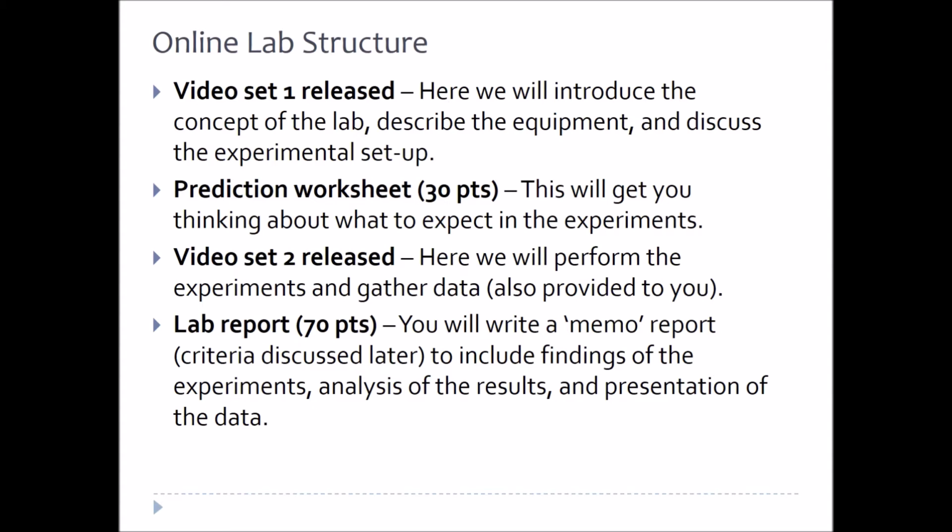The prediction worksheets are going to be worth 30 points each, and then the following week the second video set will be released. This is where we perform the experiments themselves. We'll gather the data, we'll provide the data to you on spreadsheets, and based on those videos you will write your final lab report. This will be worth 70 points, so that will make a total of 100. Later in this presentation we're going to discuss the criteria for writing what we're going to call a memo report.